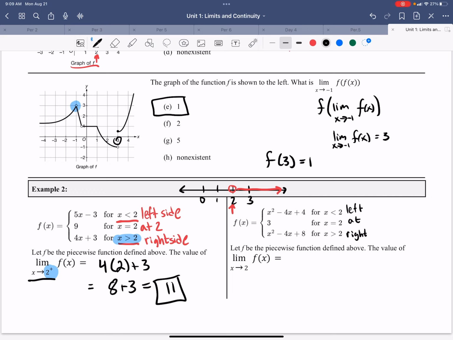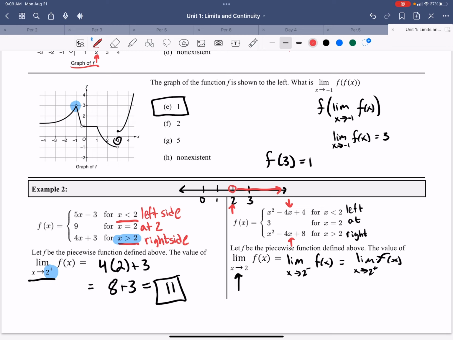Alright, this time it tells us what is the limit as x approaches 2 of f of x. In order to do this problem, you need to know two things. We need to make sure that the limit as x approaches 2 from the left of f of x is equal to the limit as x approaches 2 from the right of f of x. Okay, so we gotta plug in 2 to this part and to this part and hope that they're the same.